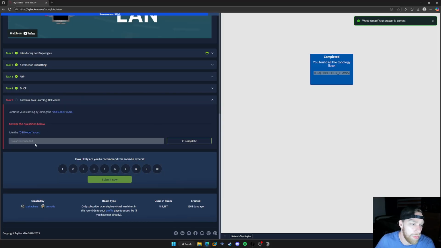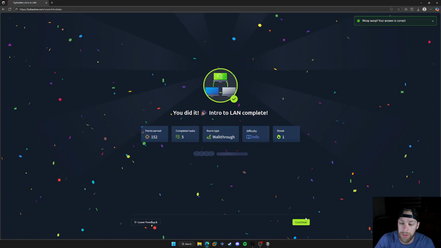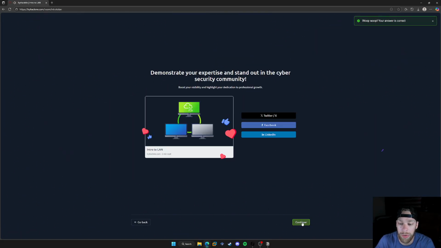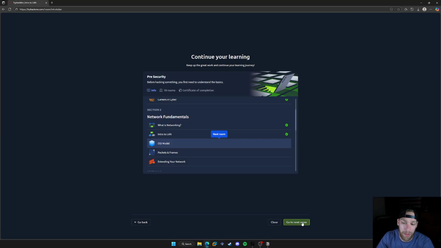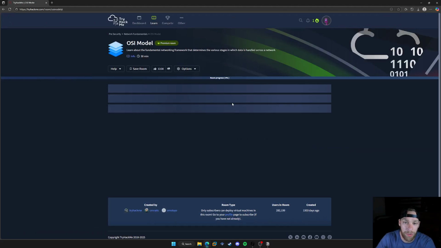Okay, and then next we're going to be moving on to the OSI model. This is something that's super, super important. Obviously, learning anything about networking, the OSI model is huge, learning each step and how everything ties in together.